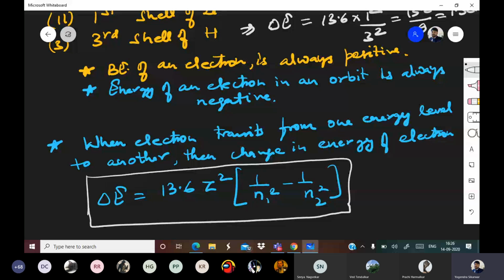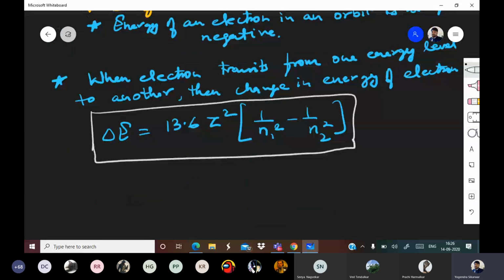Now be very clear. When electron is jumping from higher energy level to lower energy level, energy will be released. But if electron is transitioning from lower energy level to higher energy level, energy will be absorbed. That means energy will have to be given. All right.